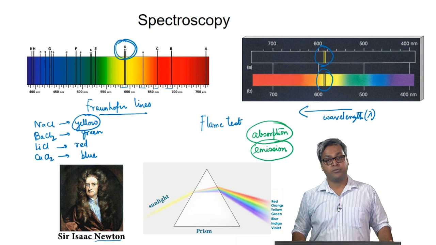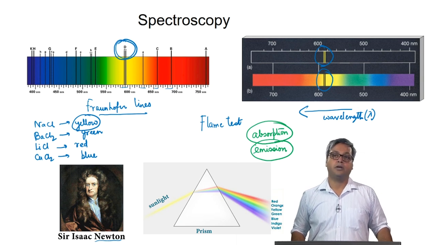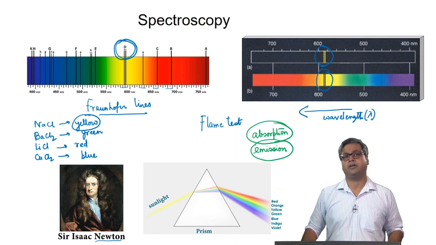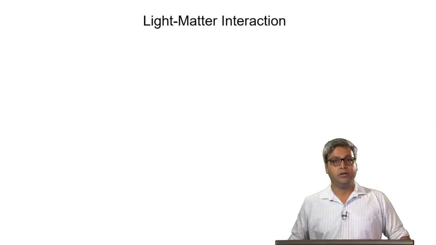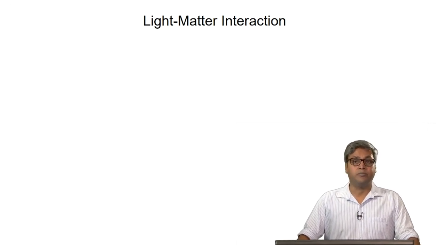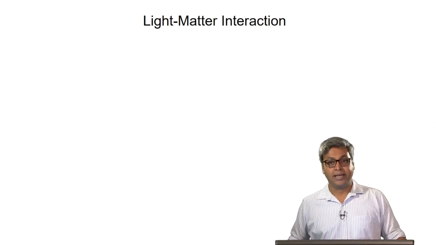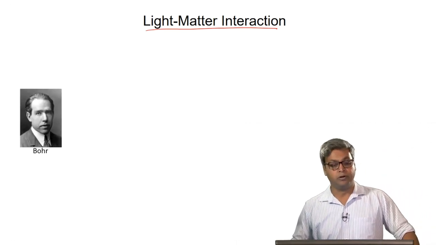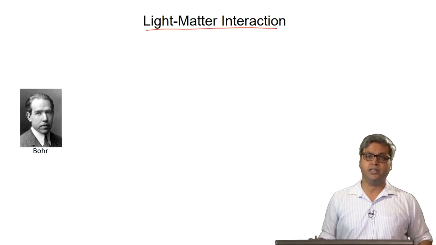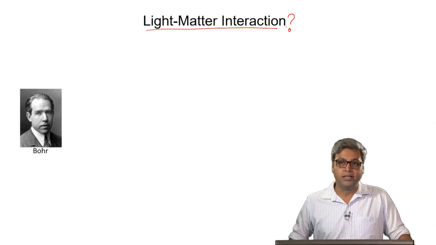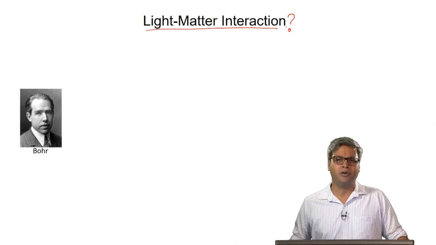In general, it is observed that the spectrum obtained from atoms consists of discrete lines, whereas molecules give rise to bands which are much broader than the lines obtained from the atoms. Because we just talked about absorption and emission, we can understand that when light falls on matter, light interacts with matter. The explanation of light-matter interaction was first given by Niels Bohr in 1913. So, the obvious question is, what is the nature of light-matter interaction? But before we go into light-matter interaction, let us spend some more time on light.